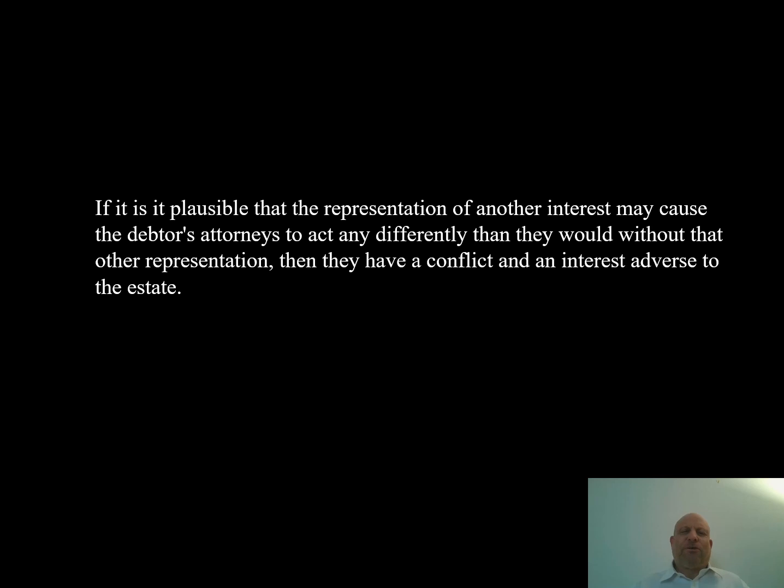This, I think, is also an extremely helpful standard, which anyone can use. And that is: is it plausible that the representation of another interest may cause the debtor's attorney, or in non-debtor situations as well, to act any differently than they would without that other representation? It's a very simple question. Are you going to be acting differently? Are you going to be doing anything differently if that other representation did not exist? I think that's a very, very simple question to ask yourself.